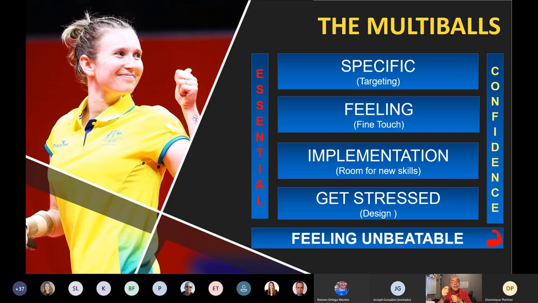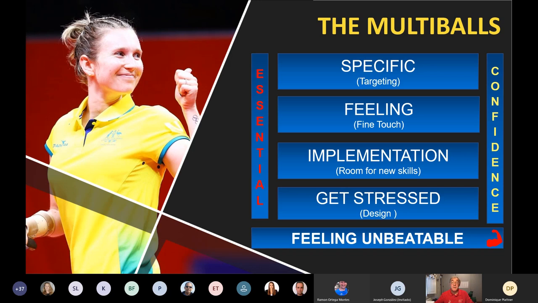So it's a sort of a trigger, you know, to make the player confident to do even something new, something different, something unexpected, just before the performance. So this is something that you can consider.